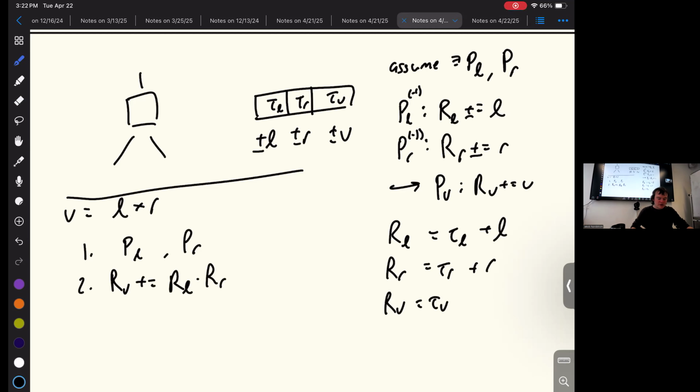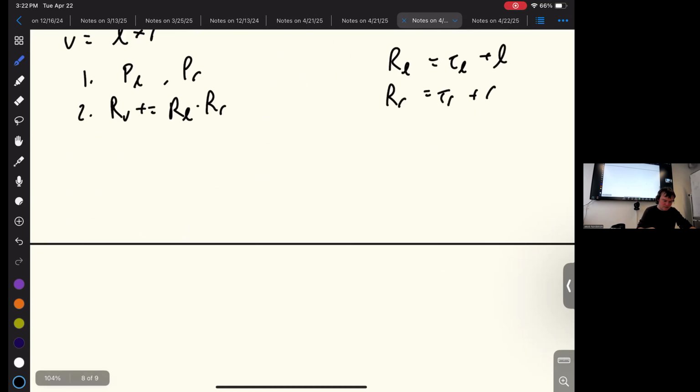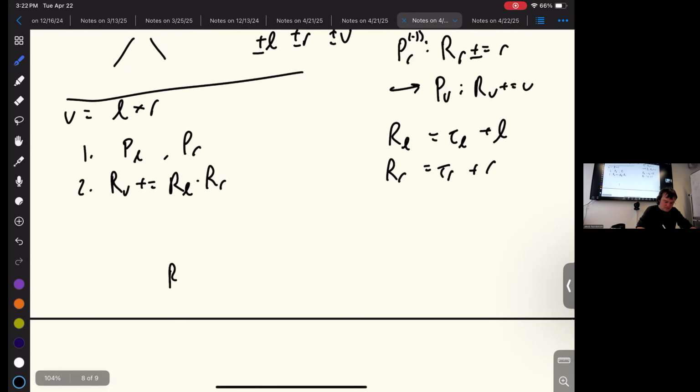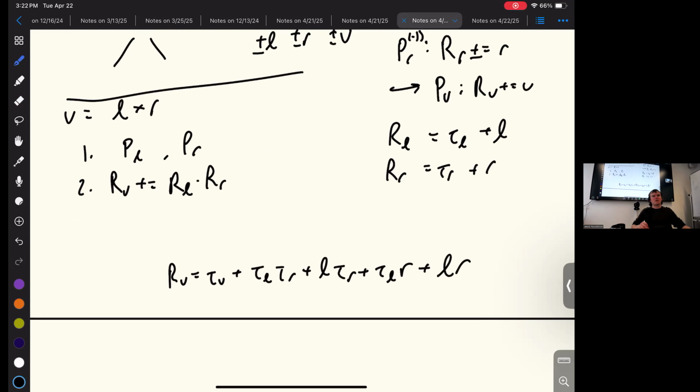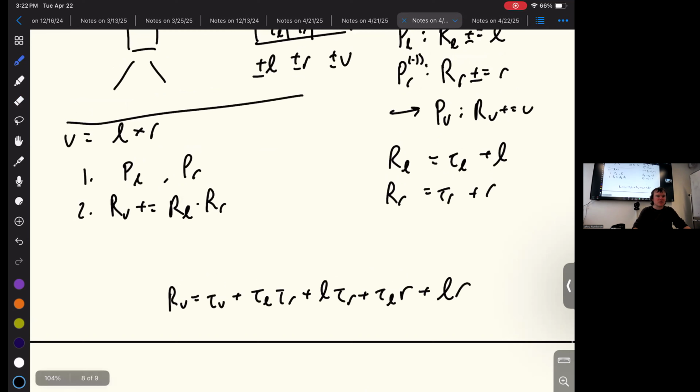So if I take the product of RL and RR and I add it to my third register RV, you get, this one's going to get annoying, so how much space do I have? There we go. You get all the cross terms. This is just the product of these two values up here. Now, what do we want? We want this one, and we want this one, and we don't want the rest.